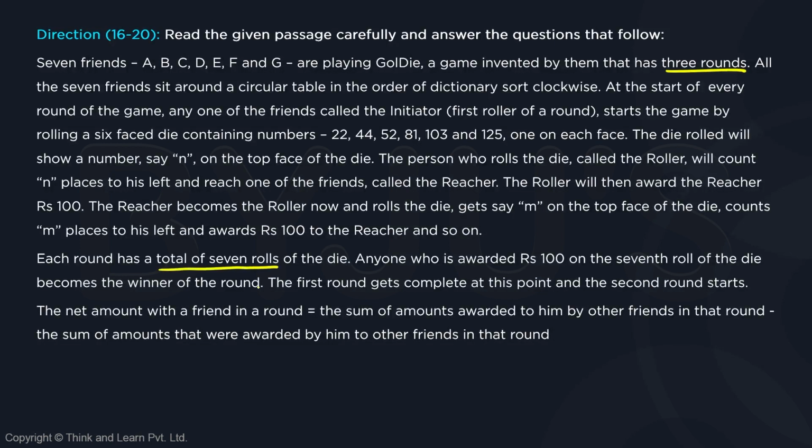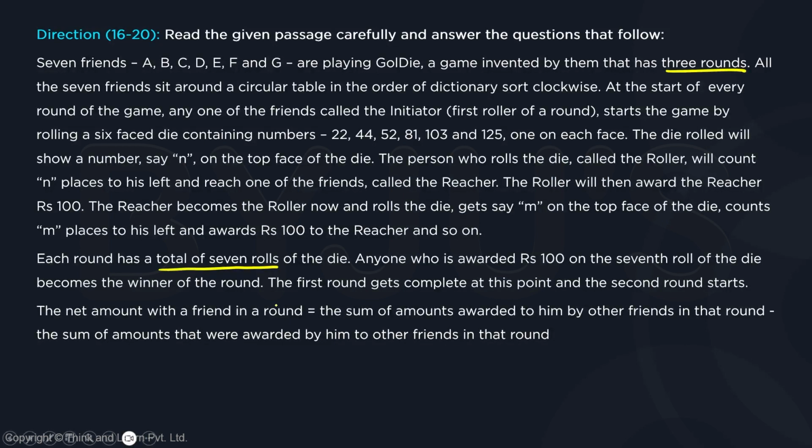7 rolls. And there are 3 rounds. Anyone who is awarded ₹100 on the 7th roll of the die becomes the winner of the round. The first round gets complete at this point and the second round starts. The net amount with a friend in a round is equal to the sum of the amounts awarded to him by other friends in that round, minus the sum of amounts that were awarded by him to the other friends in that round. So the net amount is going to be the amount awarded to him minus the amount that he awarded to others.